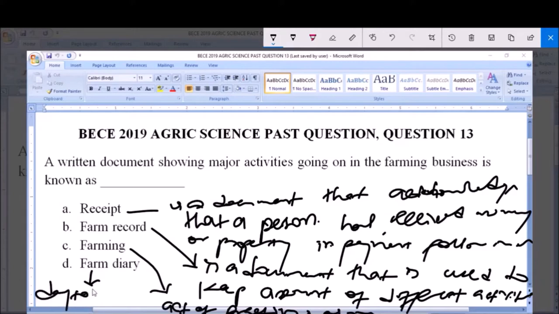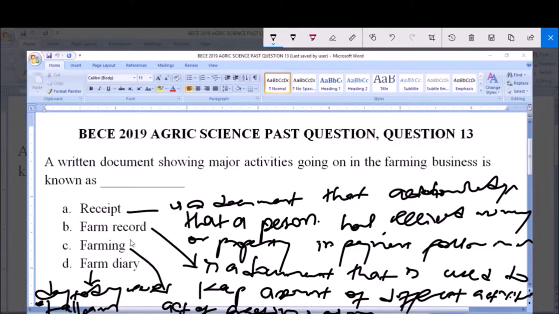The day-to-day records of all farm activities. That is everything that goes on in the farm per day. That is what farm diary is, day-to-day records of everything that goes on in the farm. But the question says a written document showing major activities going on in the farming business.